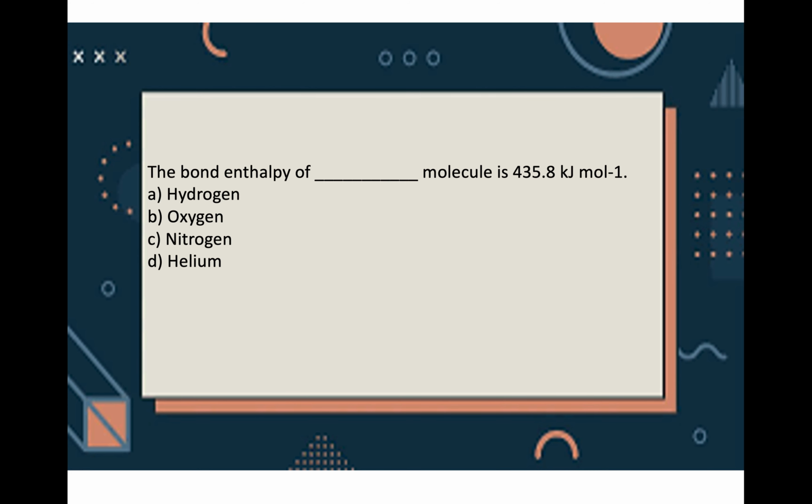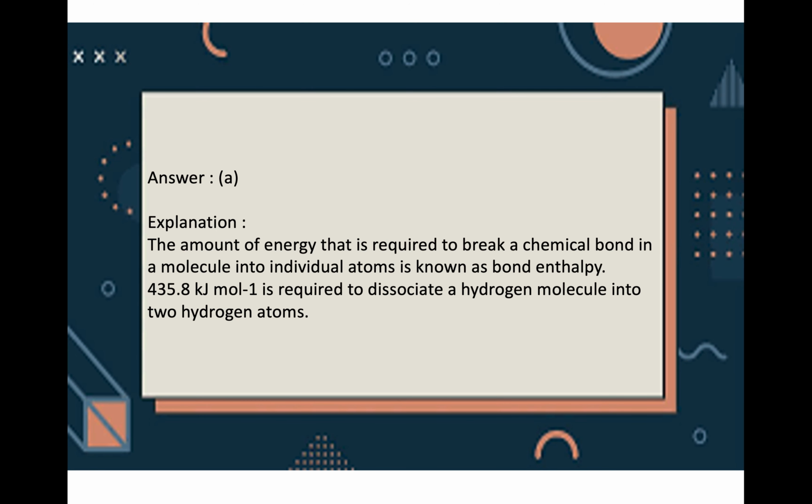Next question is, the bond enthalpy of dash molecule is 435.8 kilojoule per mole. Is it hydrogen, oxygen, nitrogen or helium? Answer is option A, hydrogen. Bond enthalpy is the amount of energy required to break a chemical bond in a molecule into individual atoms. So 435.8 is required to dissociate a hydrogen molecule into 2 hydrogen atoms.